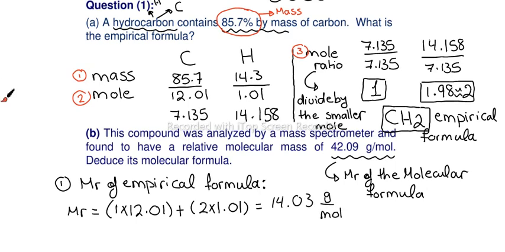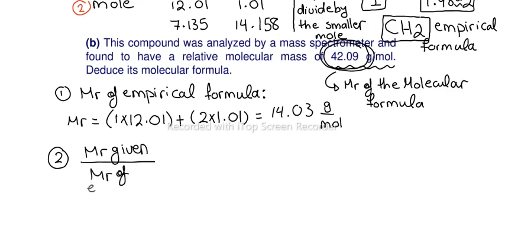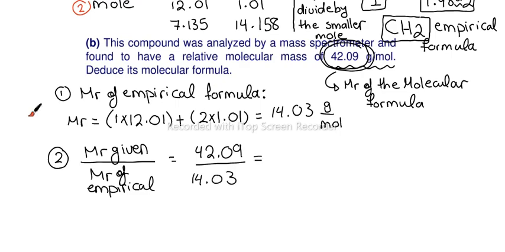Now, after calculating the molar mass of the empirical formula, in the second step you're going to divide the molar mass of the molecular formula, which is the molar mass given in the question, over the molar mass of the empirical formula that you obtained in step number 1. The molar mass given is 42.09. I'm going to divide it over 14.03, and your final answer will be 3.